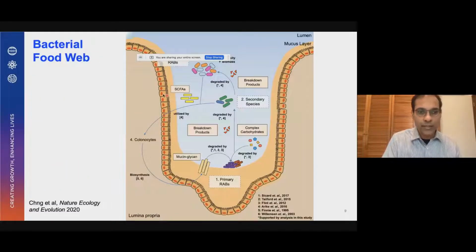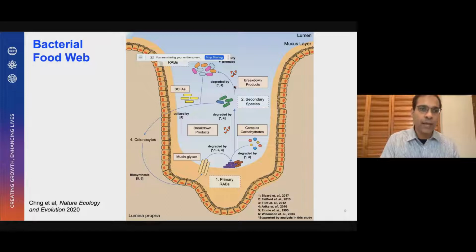And so based on this and based on a lot of other analysis that I'm not showing here and reported in this paper, we believe there's the following model that plays a role in microbial recovery after antibiotics. There are certain species which we call primary RABs, or recovery-associated bacteria, which have the capability to degrade host-derived carbohydrates, so the mucins that the host produces, as well as complex dietary carbohydrates, and breaks them down into simpler carbohydrates that other bacteria can use for their energy.